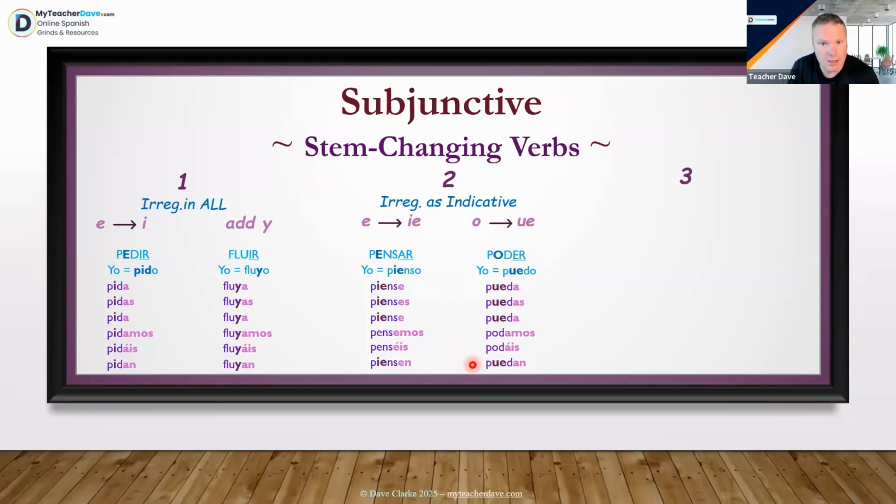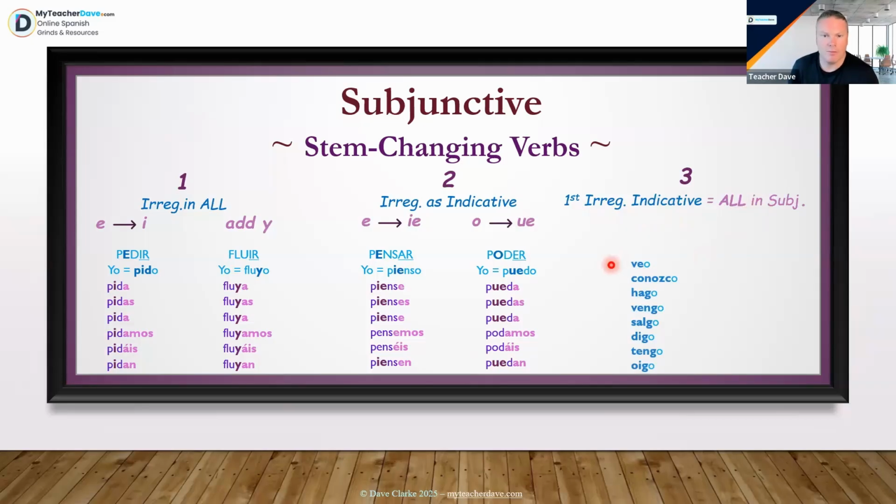Okay, so the last category here, category 3 on this slide, we have the irregularity that occurs in the first person singular in the present tense. That's basically the yo part of the tense, or the I part of the tense. Well, that's actually carried on right through the verb. So we can see here, all of these would be really familiar to you.